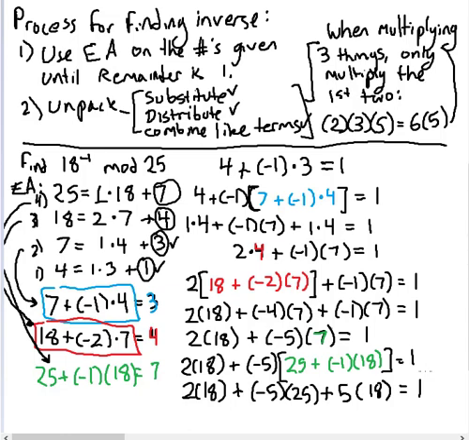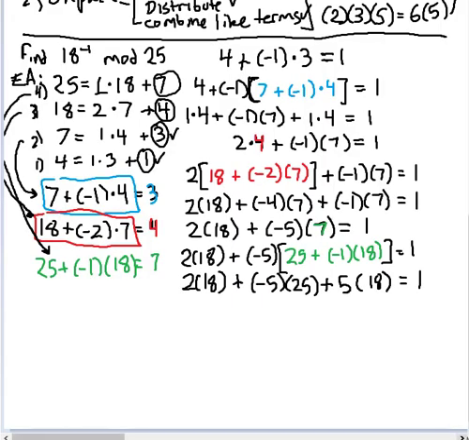And finally, combine. So I'm going to scroll down a little bit. There we go. So now combine like terms. 2 times 18 plus 5 times 18 is 7 times 18.